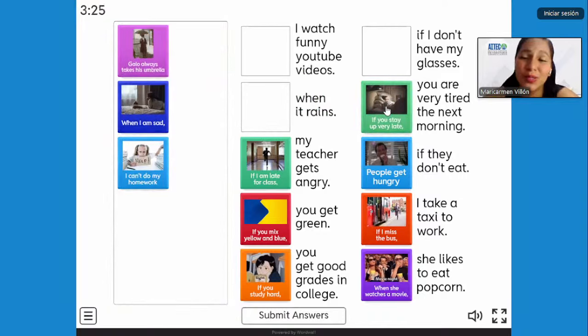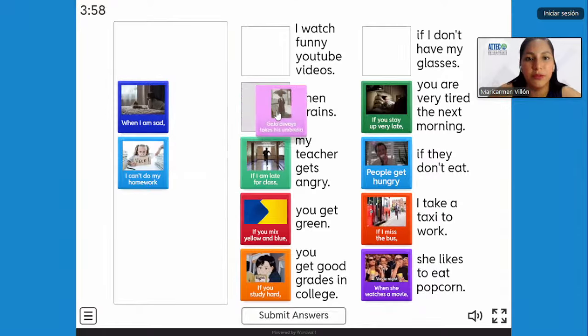Claro, por supuesto, esa es la condición y ese es el resultado, es un hecho. Si usted se queda muy tarde, va a estar cansado la siguiente mañana. Galo always takes his umbrella. Let's do this one. Vean esto. ¿Qué dicen acá? Galo always takes his umbrella. Excellent. Very good. When it rains.